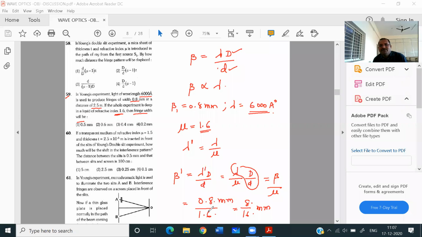Here 10 and here 10. You will get 8 by 16. 8 ones are 8, 8 twos are 16. 1 by 2 means nothing but 0.5 mm. 0.5 millimeters. Got it? Yes, the first option is 0.5 millimeter. Perfect answer. Clear, students? Understood all of you?